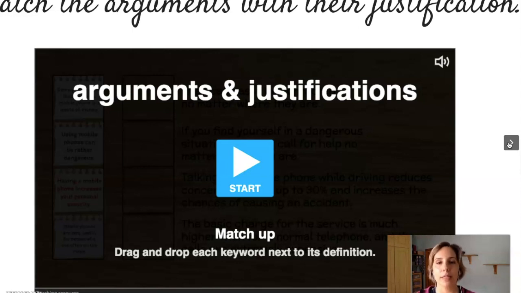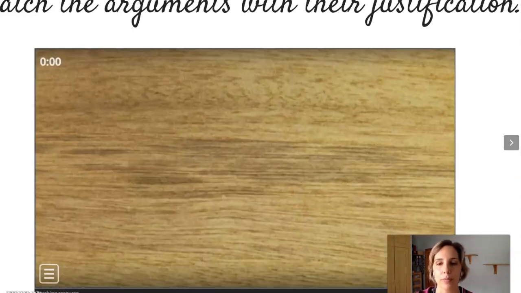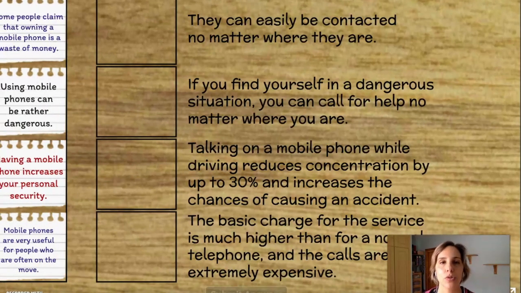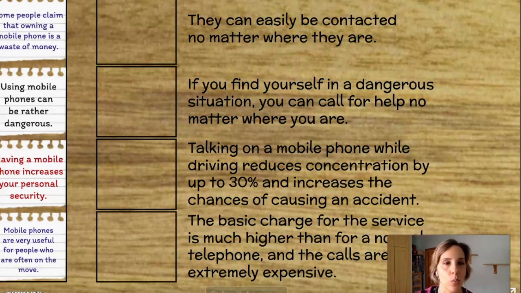Now here you have an activity that I'm going to show you. In this activity, the idea is that you can match the arguments to the justifications. For example, if you say, "Some people claim that owning a mobile phone is a waste of money," you can pause the video now and try to find the match.